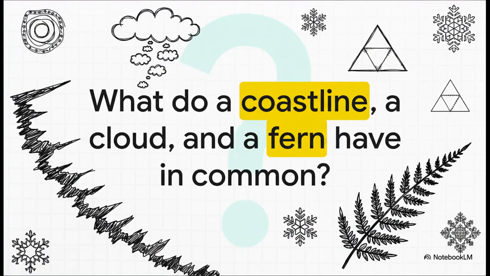The answer is that they're all fractals. They're built from these incredible patterns that just keep repeating themselves on smaller and smaller scales. I mean, if you zoom in on a single fern leaf, you'll see tinier shapes that look just like the whole thing. This idea, self-similarity, it's literally everywhere in nature, and it's what makes these shapes so beautifully complex.